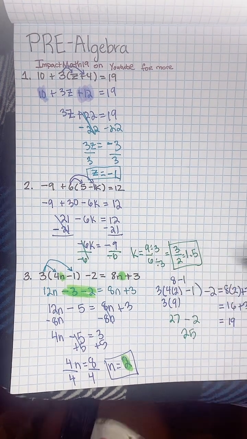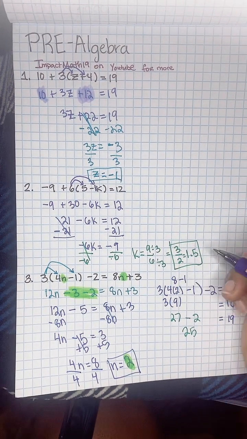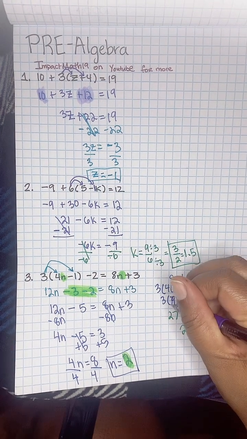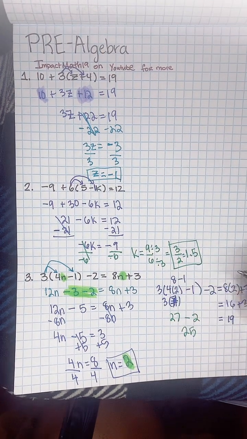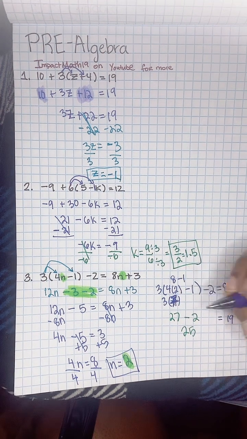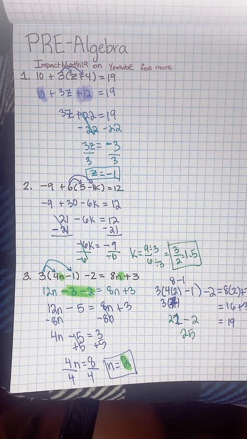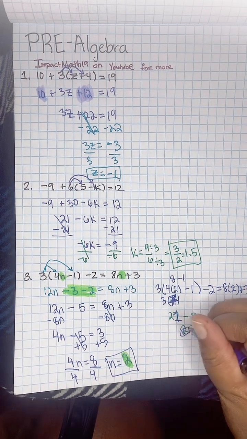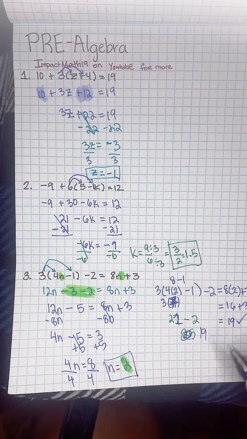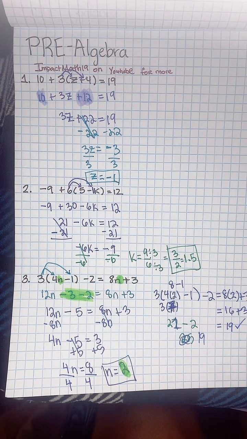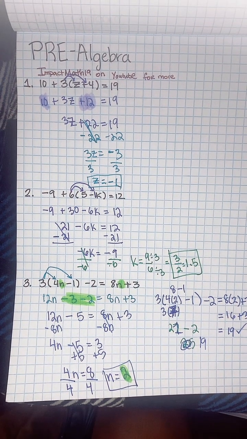Oh, thank you. That's why. I'm like, what is 7? 8 minus 1 is 7, not 9. I'm good. Thank you. Because I'm like, why is this not coming out? And then 3 times 7 is 21. And 21 minus 2 is 19. So since this side's equal to this side, it did check. And we are correct.